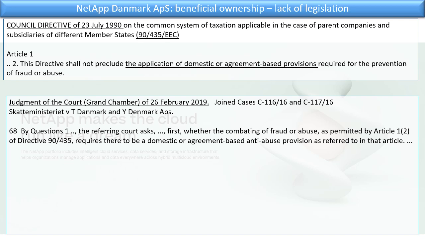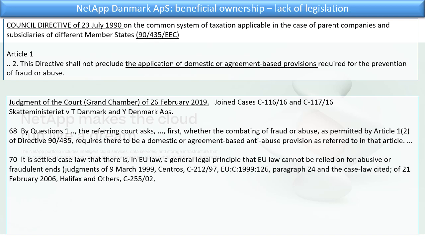And the court takes an interesting approach. The court says it is settled case law that there is in EU law a general legal principle that EU law cannot be relied on for abusive or fraudulent ends. And then the court quotes a whole long list of cases. It talked about the Centros case from 97. It also talks about Halifax, which is a pretty famous anti-abuse case in EU law. And what the court basically says is there is a general principle made by the court that you cannot abuse EU law.